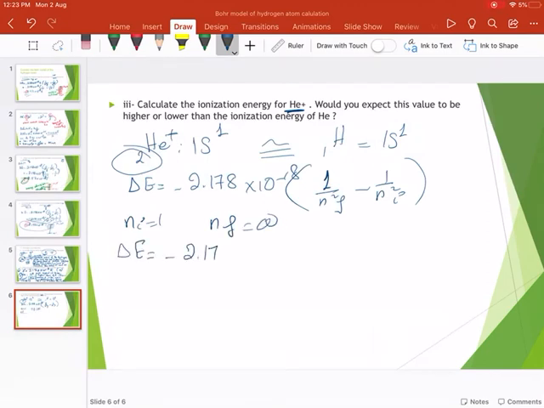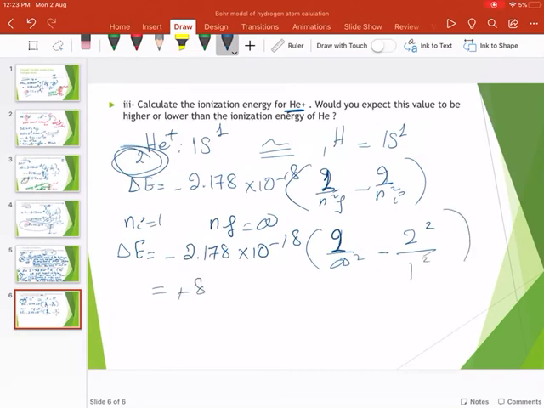So let us substitute. Delta E equals minus 2.178 times 10 negative 18, times 2 squared, times 1 over infinity squared minus 1 over 1 squared. I wrote 1, but it should be 2 squared, because the nuclear charge is 2. And the answer will be plus 8.712 times 10 negative 18 joule. Again, it's convenient because it's positive, and energy is required, so it should be absorbed to remove the electron.